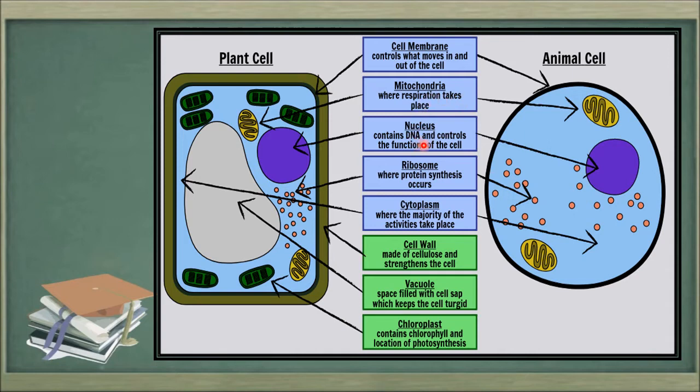The next cell organelle that we are talking about is the nucleus. The nucleus is also present in both. It's present in the plant cell and in the animal cell also. What is the function of a nucleus? It contains DNA and controls the function of the cell. The nucleus is called the brain of the cell. It is basically the most important cell organelle. It gives commands to the cell to do various types of functions.